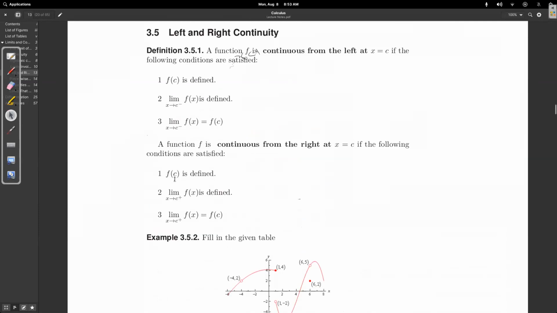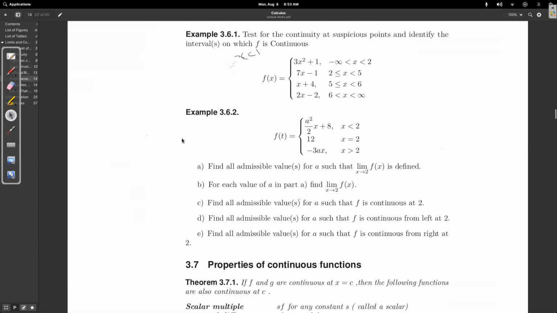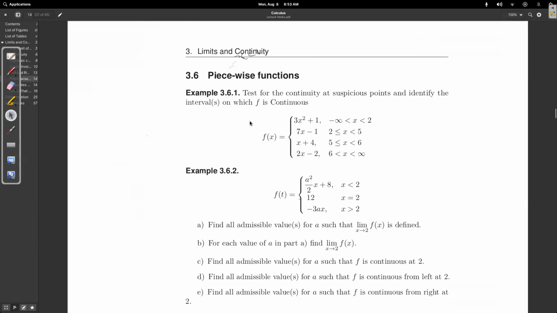Now I will do that part. This one takes the continuity as a suspicious point.